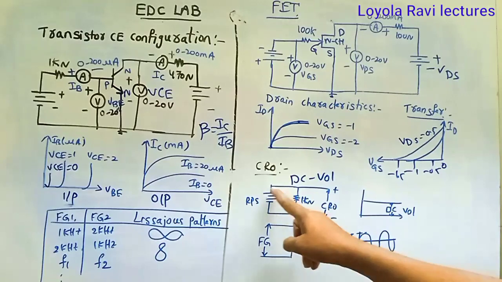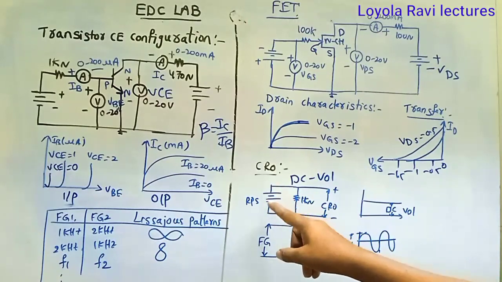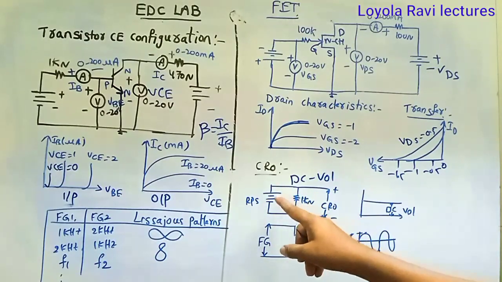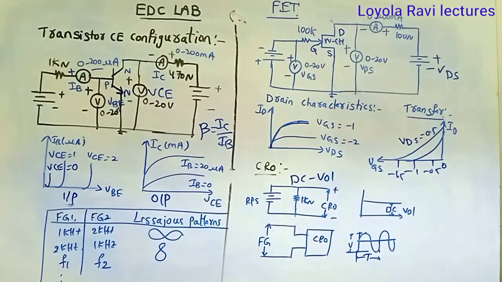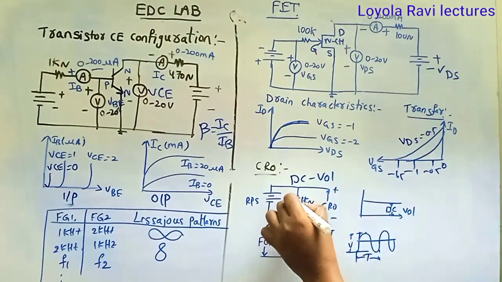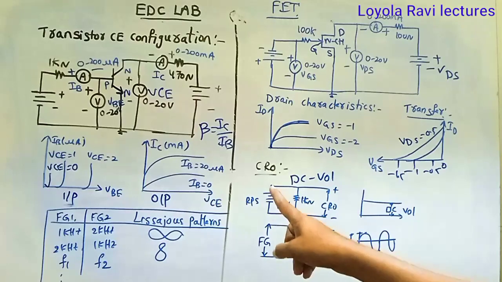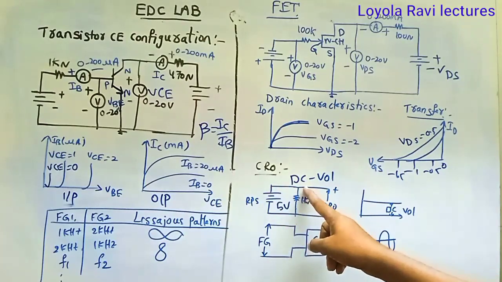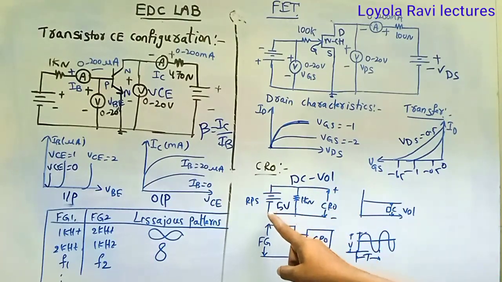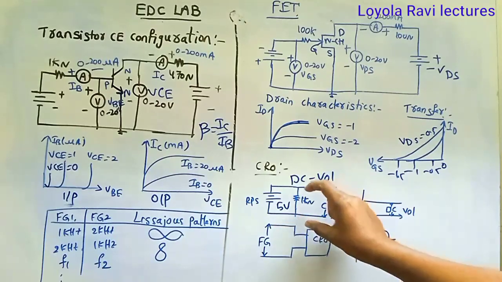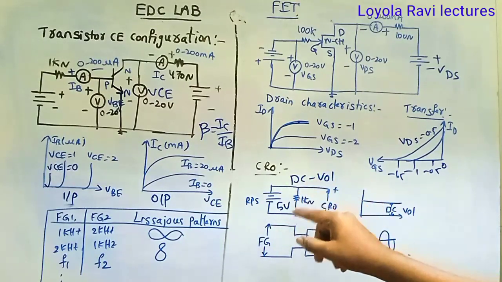For this purpose I am using one RPS. I am connecting one resistance. Here I am keeping RPS at 5 volts. Fix this 5 volts. RPS positive is connected to one end of the resistor and RPS negative is connected to the other end. Across these two terminals on the breadboard you can connect.